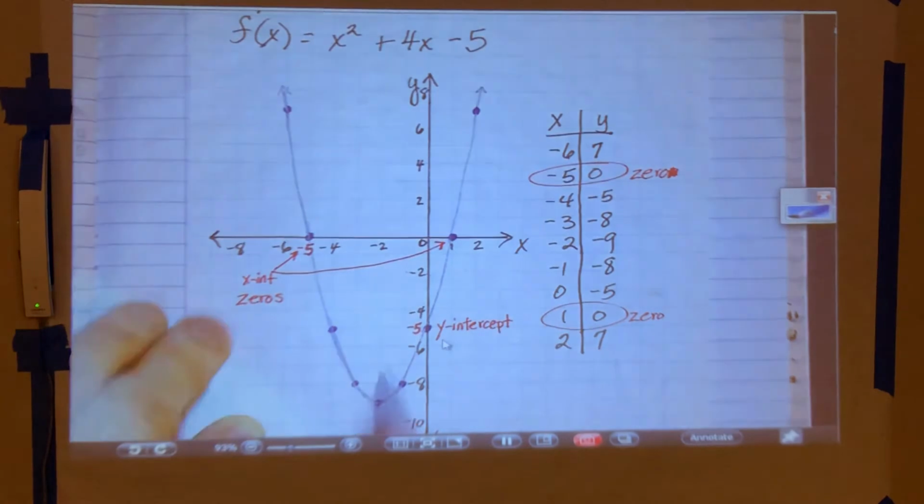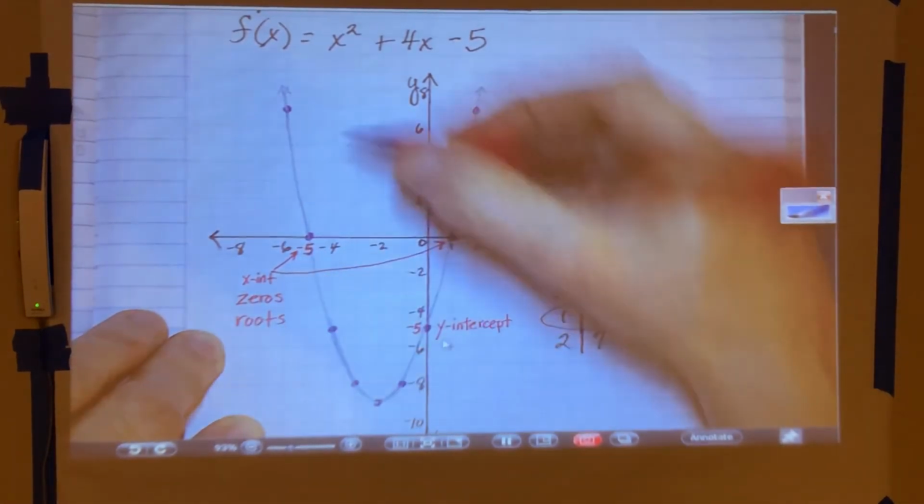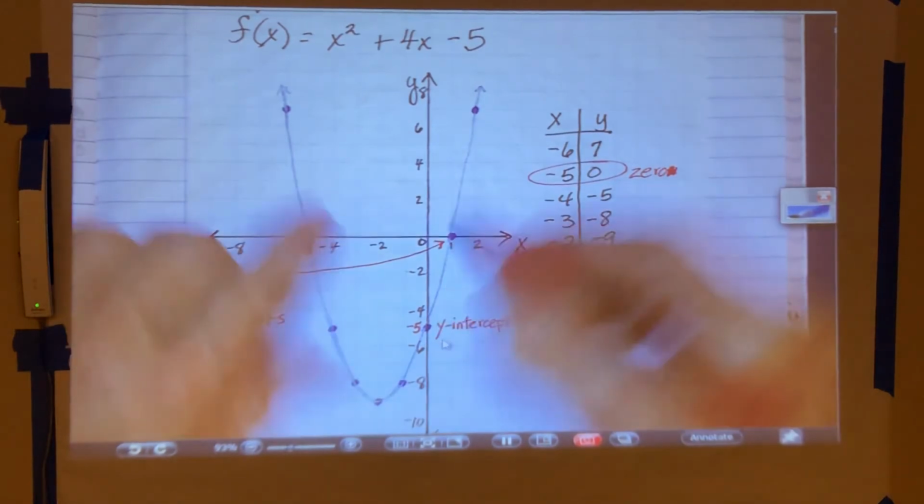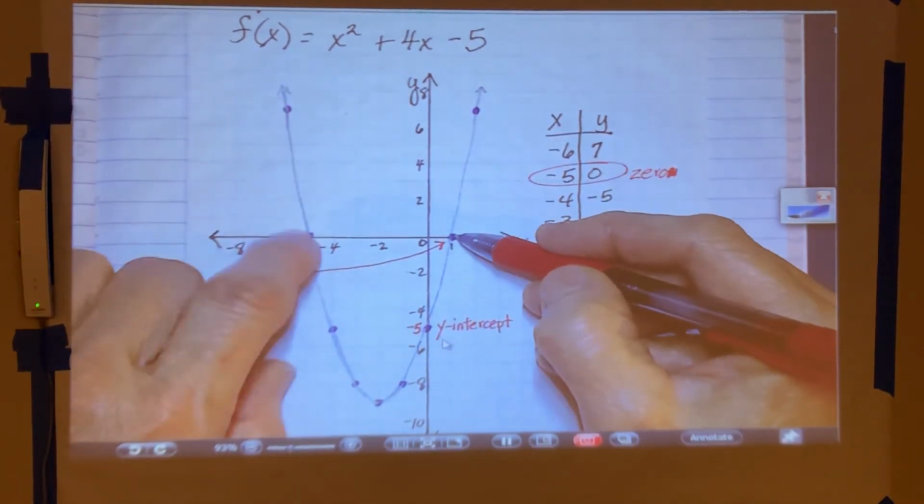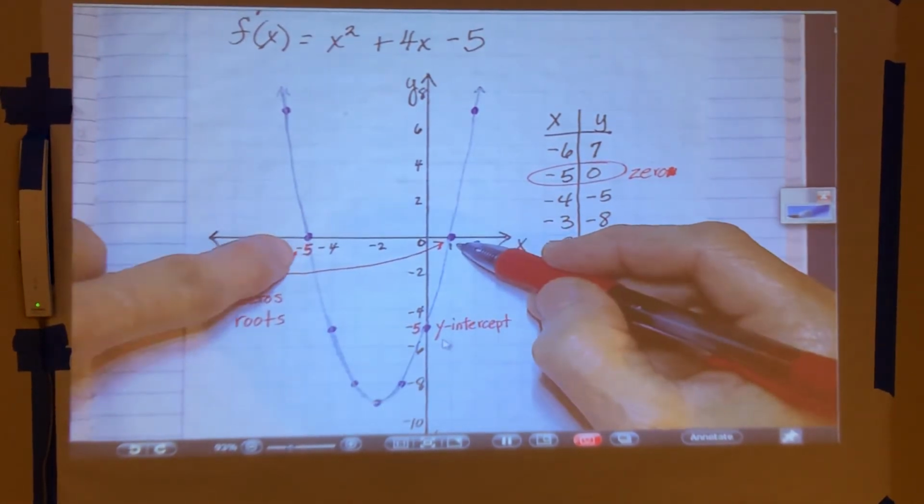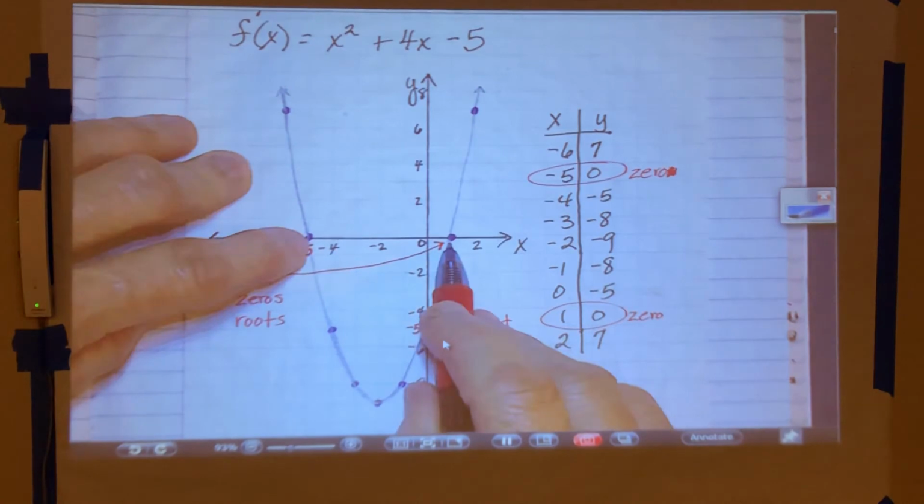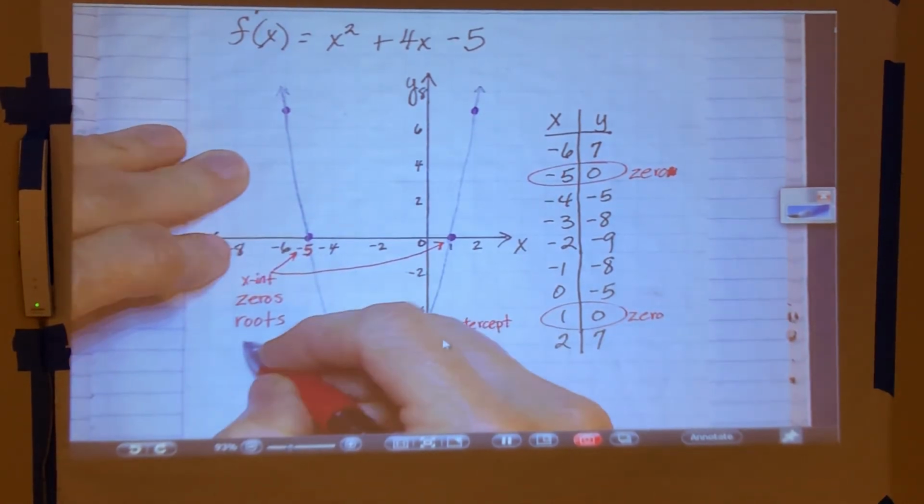Some other names you can also use, they're called the roots. If this were like a plant growing, this is the plant up above the ground, and boom, when it hits the x-axis, it's like the roots begin. It begins to grow under the ground. So that's one I always have in my mind as I refer to those as roots. Sometimes you can just call them the answer or the solution.